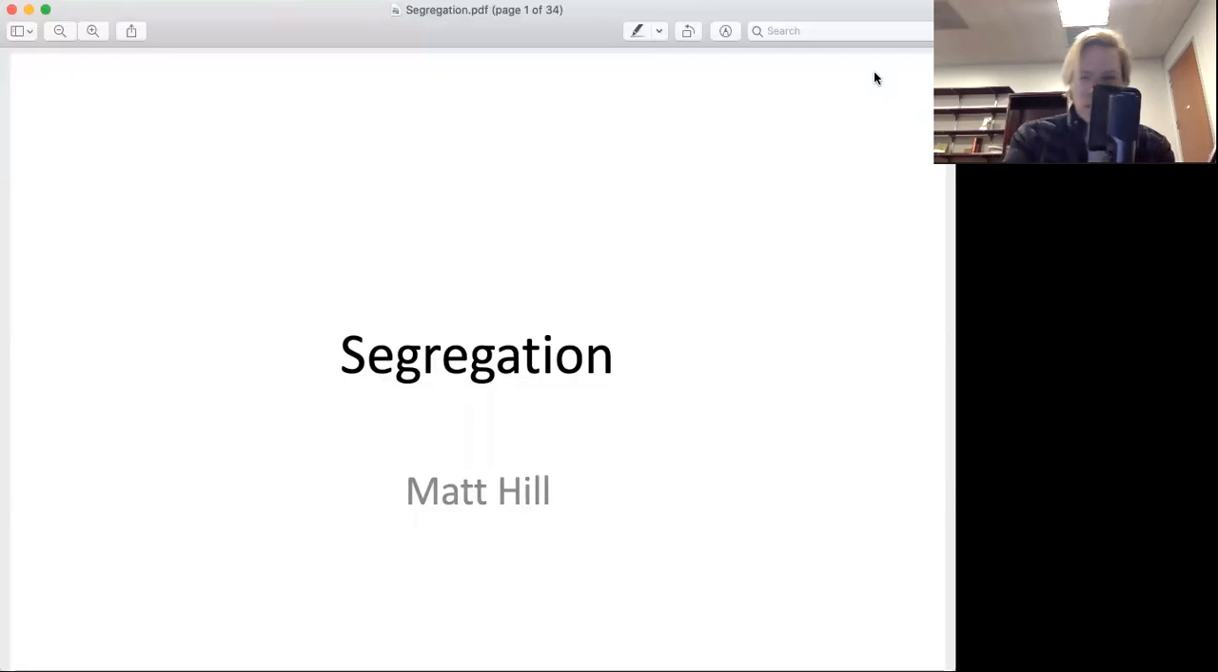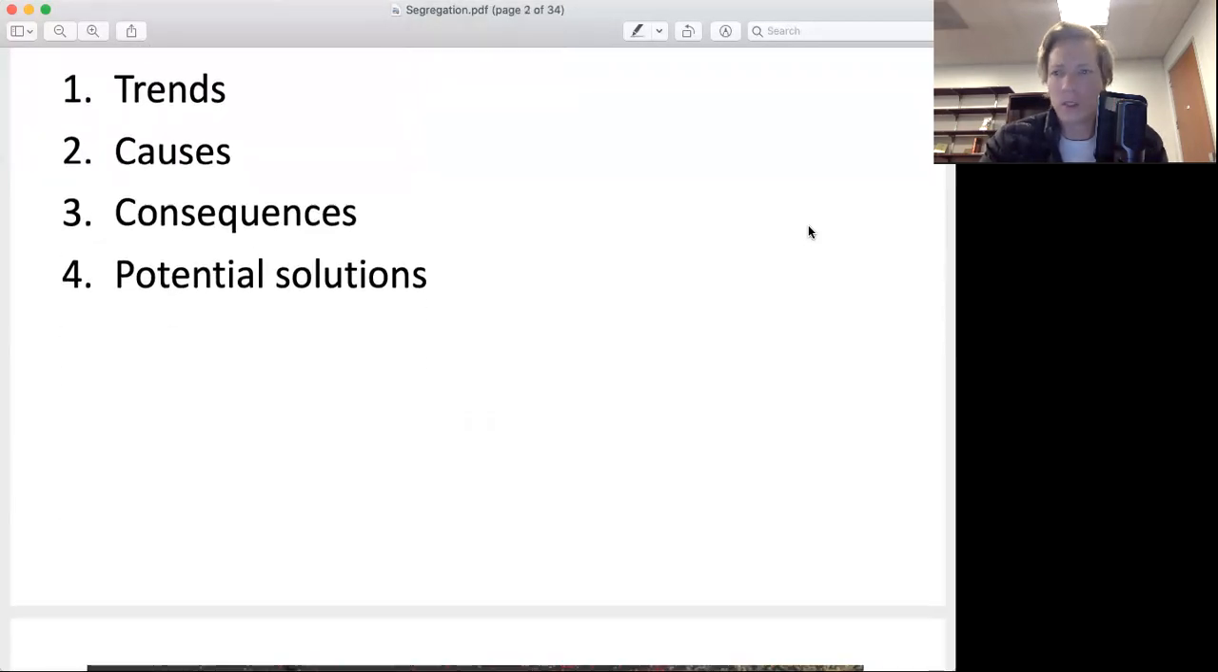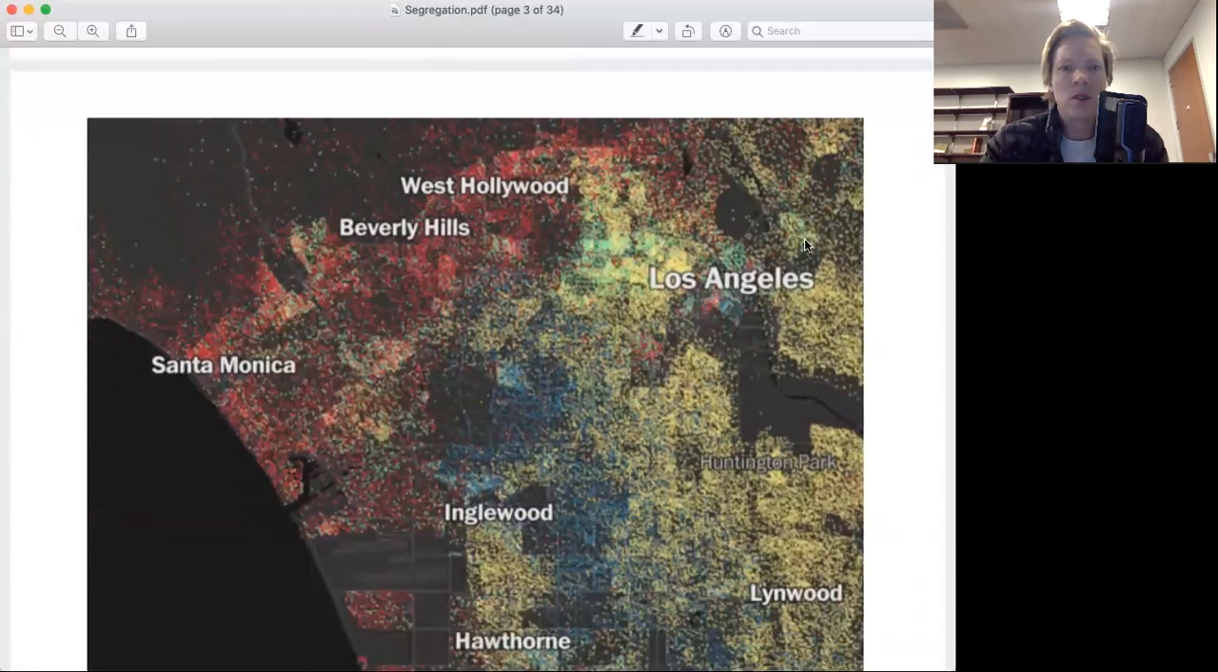Okay, so last week we started on these 20th century trends, the first one being suburbanization. The next one we're going to look at is segregation. We'll look at the overall trends, the causes, consequences, and potential solutions.